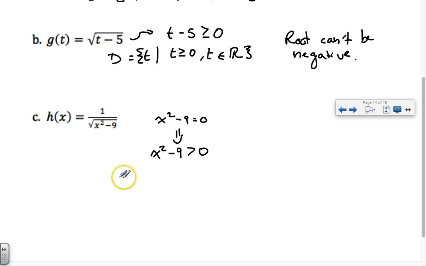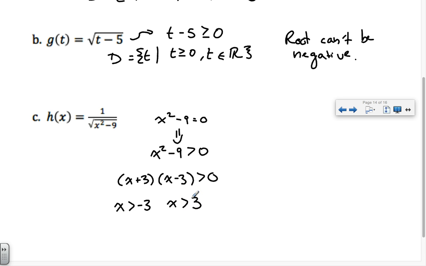Well, this is the difference of two squares, so I can say it's x plus 3 and x minus 3. And that has to be greater than 0. And so what you'll end up getting is x has to be greater than negative 3, and x has to be greater than 3.